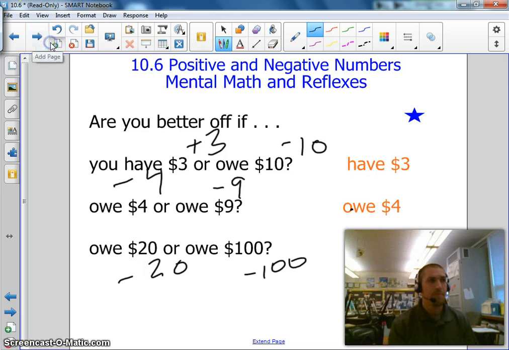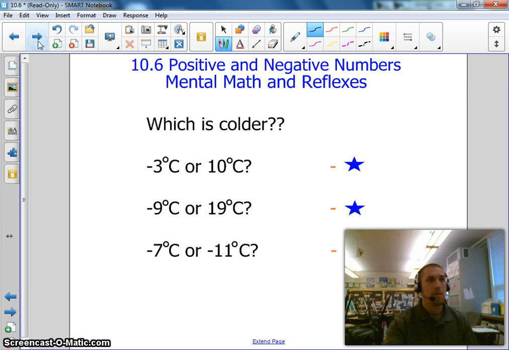Moving on. Which is colder? Would you have negative 3 degrees or 10 degrees Celsius? Well, negative 3 degrees is colder. What about negative 9 or 19? Negative 9 would be colder. What about negative 7 or negative 11? Even though 11 is a larger number, negative 11 is actually colder, because 7 is closer to 0 than 11 would be. Okay, moving on.